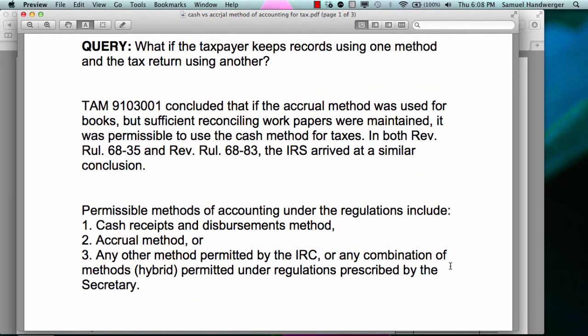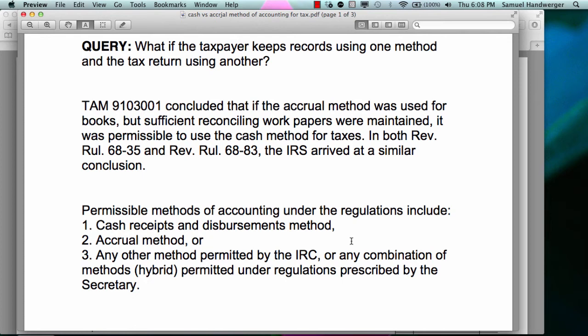Let's do it now. So suppose you have a business that you can use cash method for, but the business has two divisions. One division is the division where you can use cash method. The other division is a division where, according to the Internal Revenue Code, you're supposed to use an accrual method of accounting.